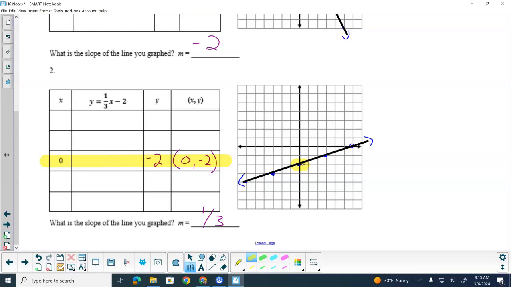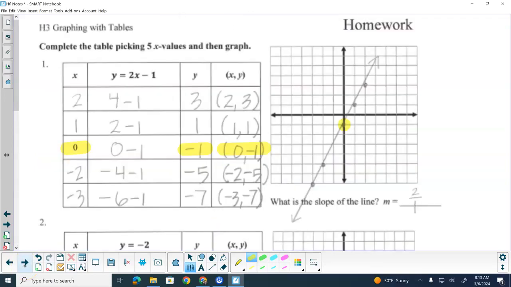Now, let's see if we can figure out a pattern going on. So next one that I want you to turn to is your homework for H3. Everybody should have your homework for H3. Hopefully it's done.